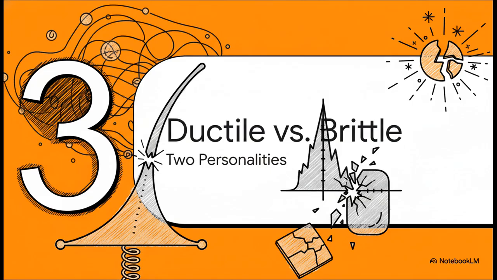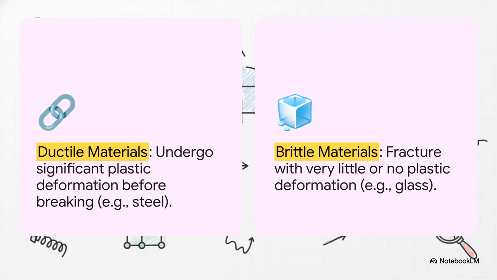And we can generally group these personalities into two main types, ductile and brittle. On one hand, you have ductile materials like steel and aluminum. These are the stretchers. Their stress-strain curve shows a long, drawn-out plastic region. They deform a lot before they finally break. On the other hand, you've got brittle materials like glass or a ceramic plate. These are the snappers. Their curve has almost no plastic deformation. They stretch a little bit, and then bam, with almost no warning, they just fracture.